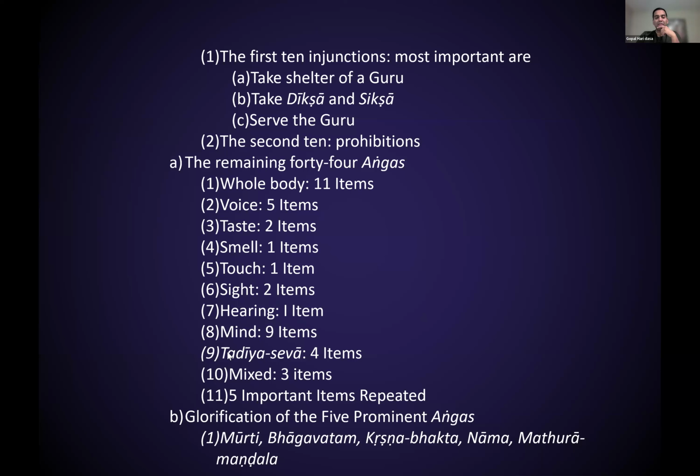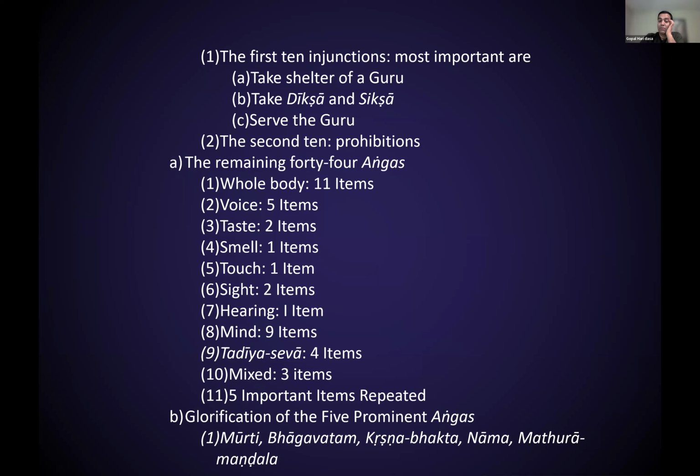Most important, fixing the mind on Krishna. 4 items for Tadiya Seva, the articles of the Lord. And 3 items are mixed. And then 5 most important items are repeated in the 64 list. So those 5 items come twice because they're so important in the list of 64. And then we have the glorification of the 5 prominent angas, which are Murti, Bhagavatam, Krishna Bhakta, Nama, and Mathura Mandala.